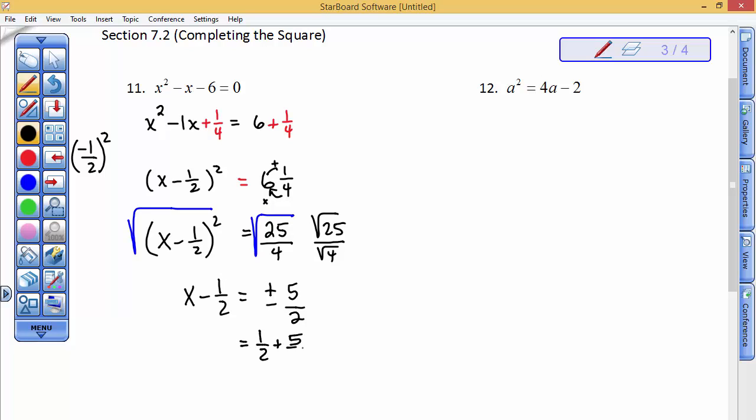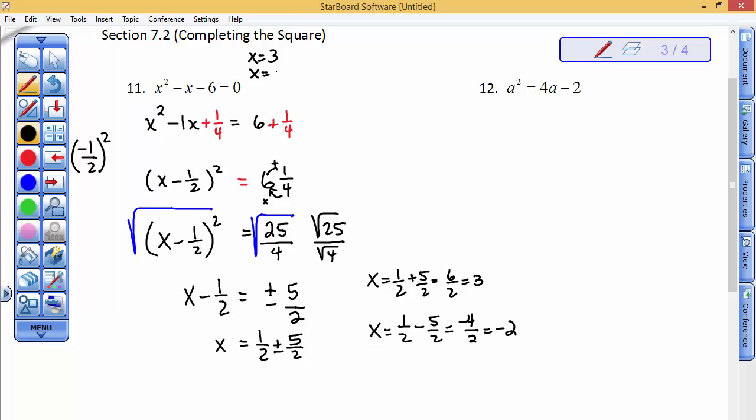And I add the 5/2 to that, that'll be 6/2. And when I subtract it, it'll be a -4/2. So again, x is 1/2 plus 5/2, which is 6/2, which is 3, and then x is 1/2 minus 5/2, which is a -4/2, which is a -2. So my two answers to this problem are x is 3 and x is a -2.